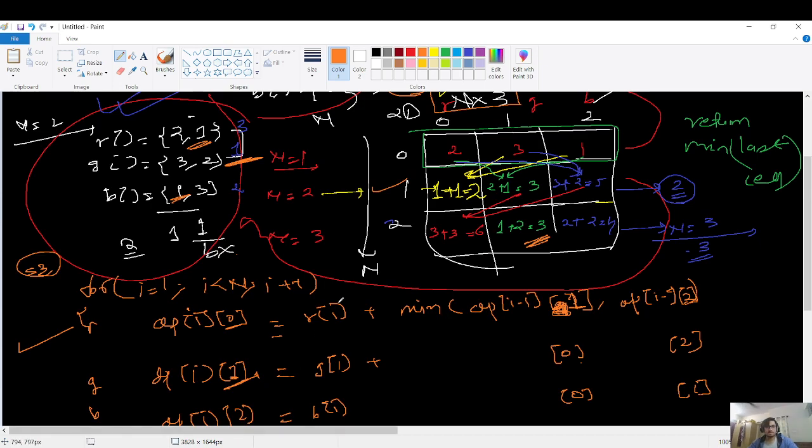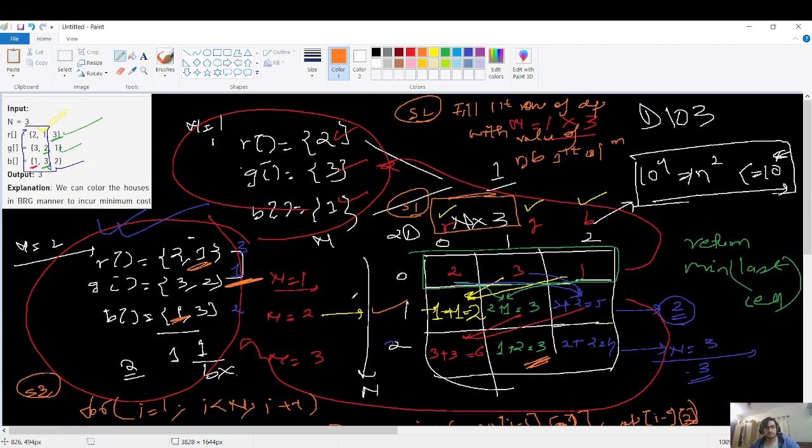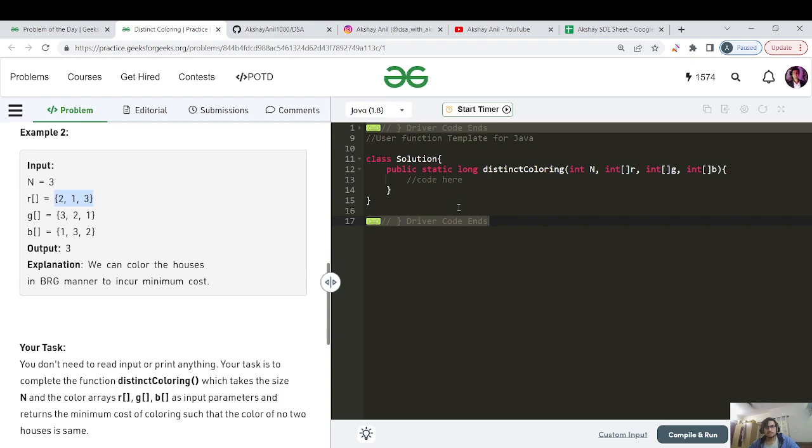So now let's try and run this code. Let's start from step 1, making a DP array of n cross 3. Since long is given here, I will say long DP, and I will specify the size as new long of n star 3, right? Why? Because there are only three colors given.